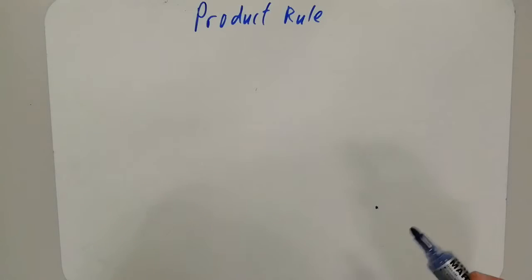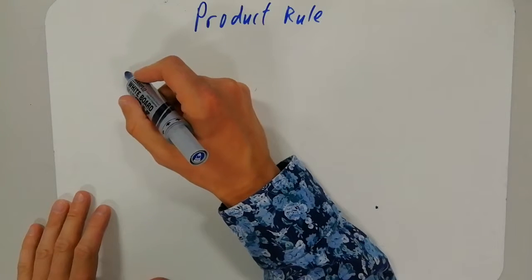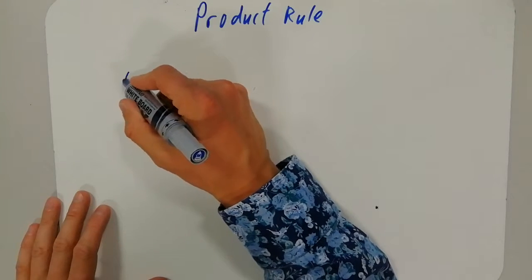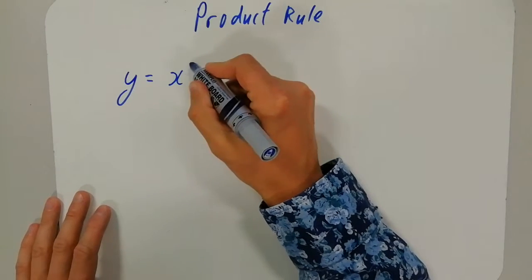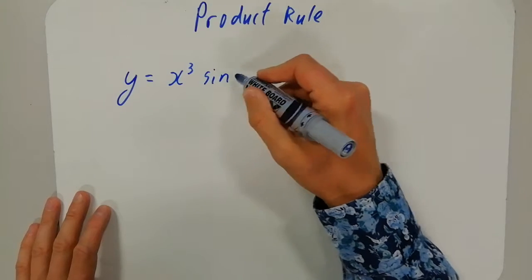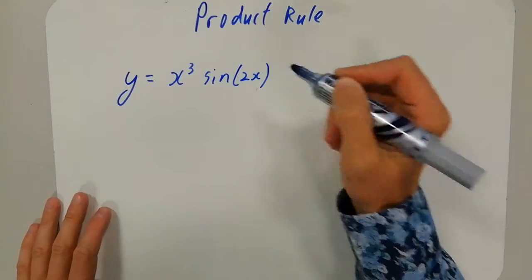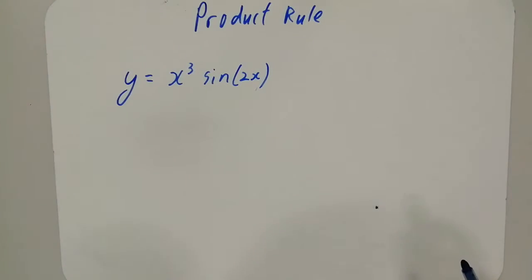We're going to look at the product rule and just a couple of examples of how it can be used. Okay, so first of all, we're going to just pick an example. So y equals, let's say, x cubed sine 2x. We'll come back to this example in a second.